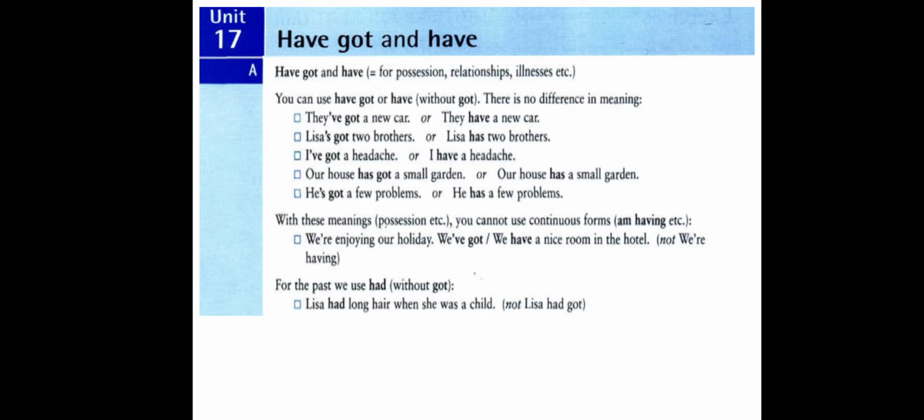In the fourth example, our house has got a small garden. Here, possession. Our house has a small garden. Our house, singular, we can use a pronoun it in place of our house. So as it is singular, we use has. So we say our house has got, has plus past participle, a small garden, or our house has a small garden. Here has is a main verb, and it is used alone, and because our house is singular, we use has, not have.